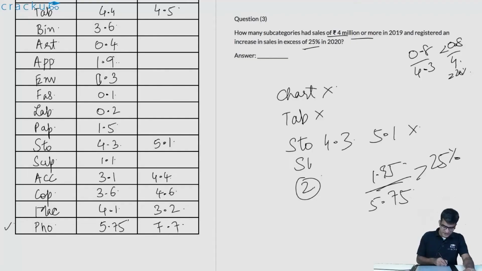So phones is the only category which had sales of greater than 4 million at the start, and it has increased in excess of 25% in 2020. So the correct answer is only one subcategory. Let us look at the last question.